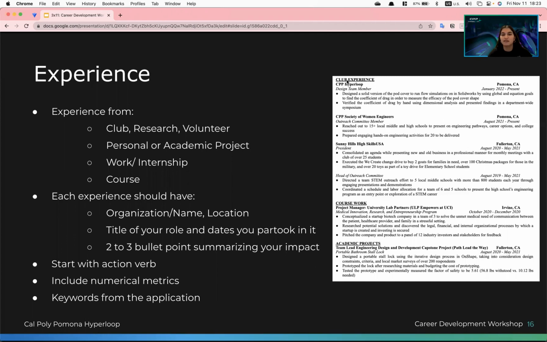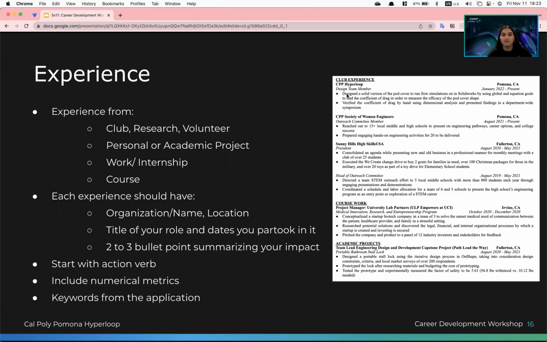And then each experience should have the organization or name and the location. So this is for clubs. I have CPP Hyperloop. That would be the organization or the name of the club. And the location is Pomona, California. We also want the title of the role that I was in. So I was a design team member last semester, and the dates I partook in it. So this was from January 2022 to present. And then we're going to have 2 to 3 bullet points summarizing your impact.